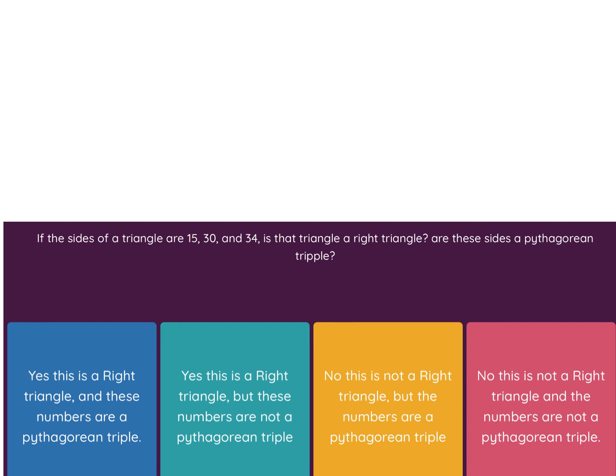All right, if the sides are 15, 30, and 34, let's work that out. So how do I set it up? The Pythagorean theorem is a squared plus b squared equals c squared. Which one do I put for a? Which one do I put for b? Which one do I put for c? 15 squared plus 30 squared equals 34 squared. Thank you very much.